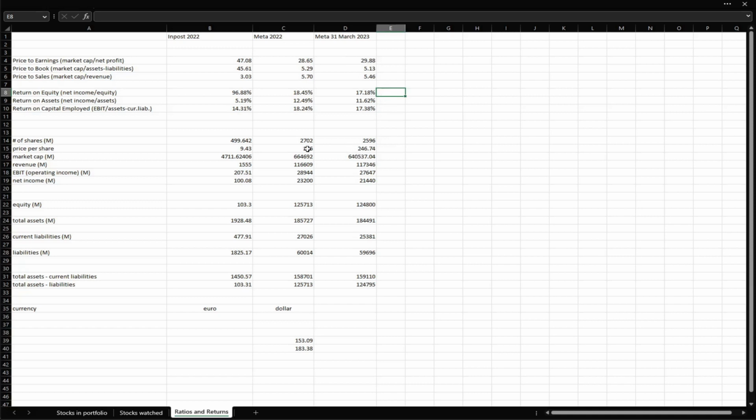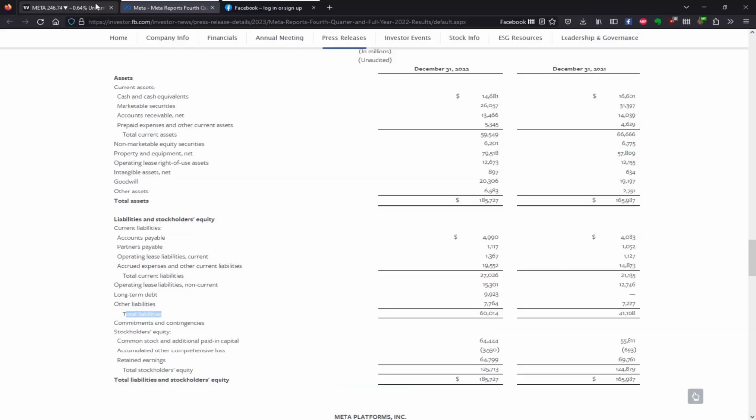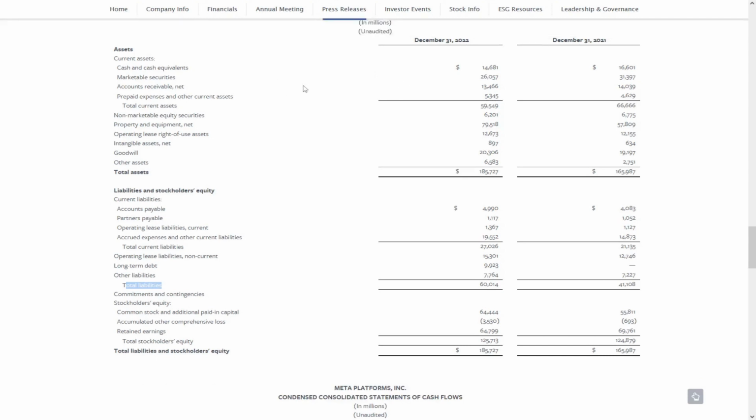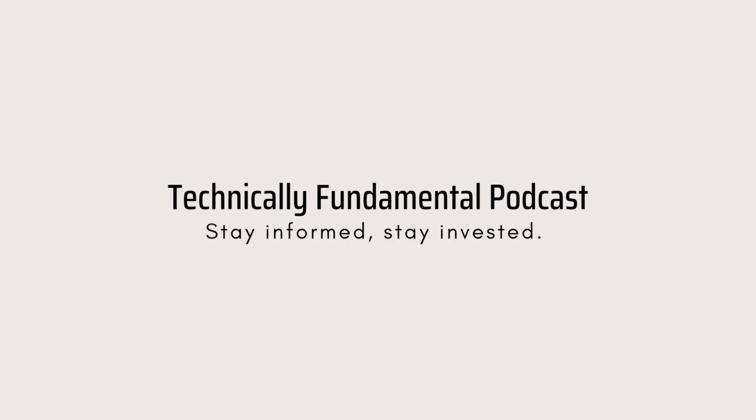Keep in mind, in February the price changed from $153 to $183. At this price, those numbers look like this. So PE went up, PB went up, PS went up as well, but returns went down. And that's it. That's all we can gauge from numbers and charts alone. The rest we're going to touch on in part 2 of this episode when I will talk with Michael, and we'll dive deeper into Meta and what it's actually doing and what the prospects are for this company. So stay tuned and see you in part 2.